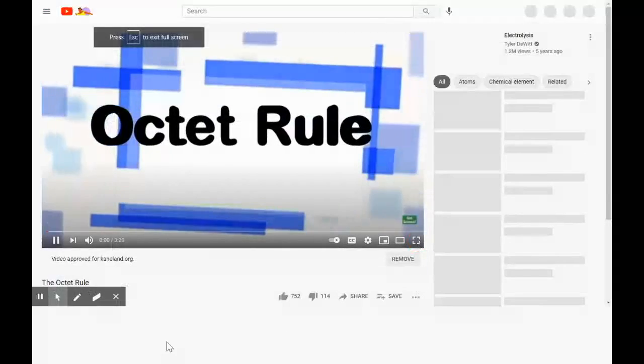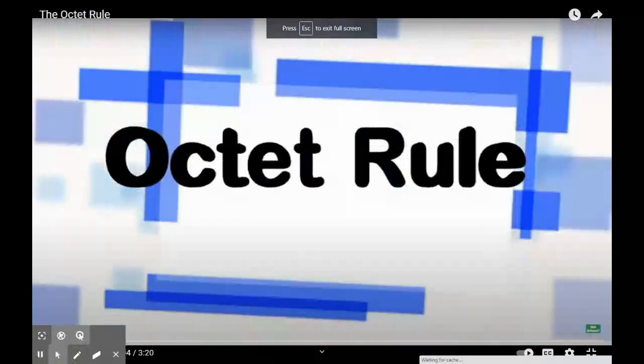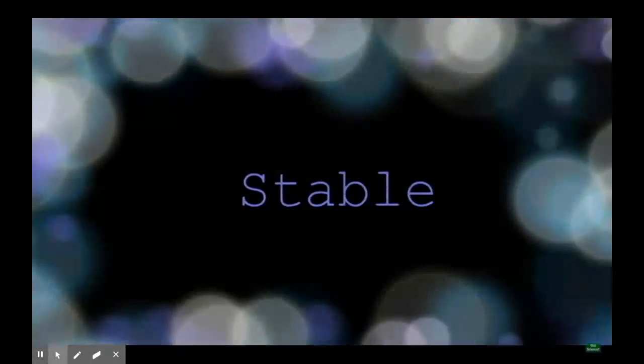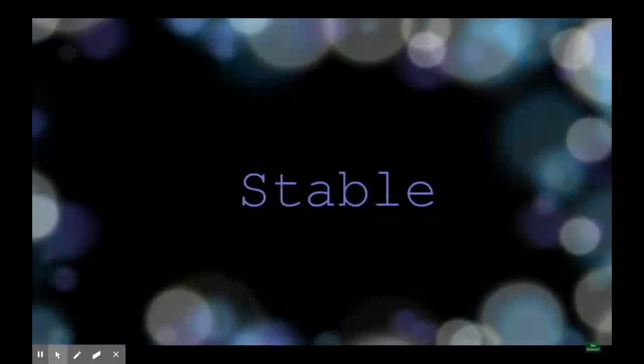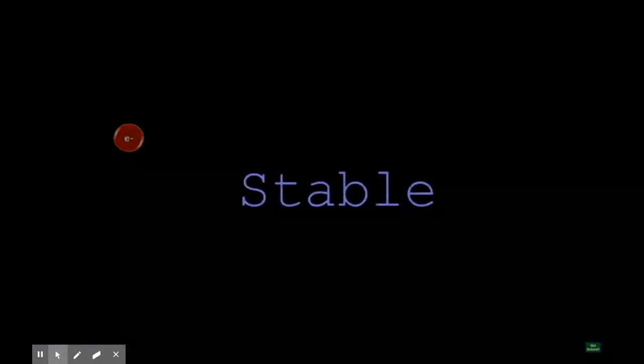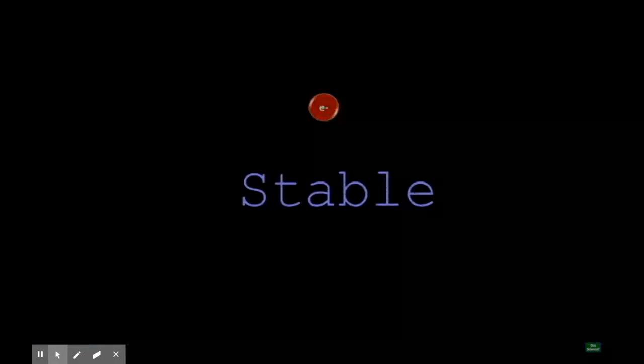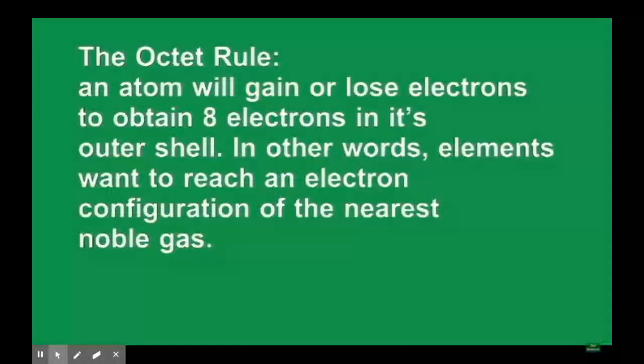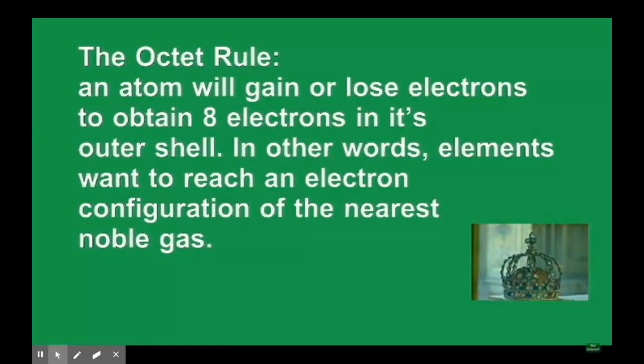I want to talk to you guys about a basic rule in chemistry called the octet rule. So we know that atoms love to be stable. And the way an atom can achieve stability is by having a complete number of electrons, valence electrons, in the outer energy level. These valence electrons will allow atoms to have different properties. The octet rule states that an atom will gain or lose electrons to obtain 8 electrons in its outer shell. In other words, elements want to reach an electron configuration of the nearest noble gas.